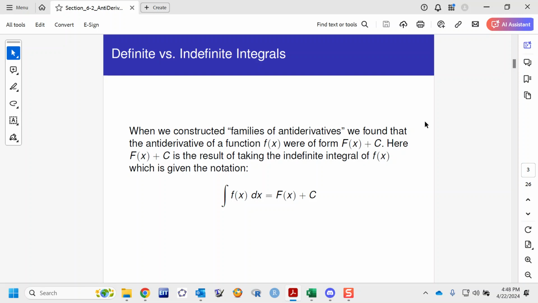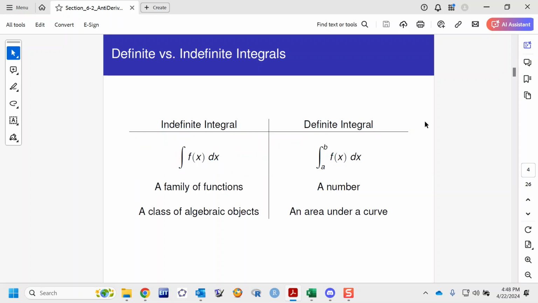So how does this differ from our work in Chapter 5 and Riemann sums? Here's the answer. An indefinite integral is an integral that does not have any limits on it. So in other words, there's no a and b associated with the integral. So what we're looking for when we use that notation is a family of functions, or a class of algebraic objects, all of which have as a derivative this function little f of x dx.